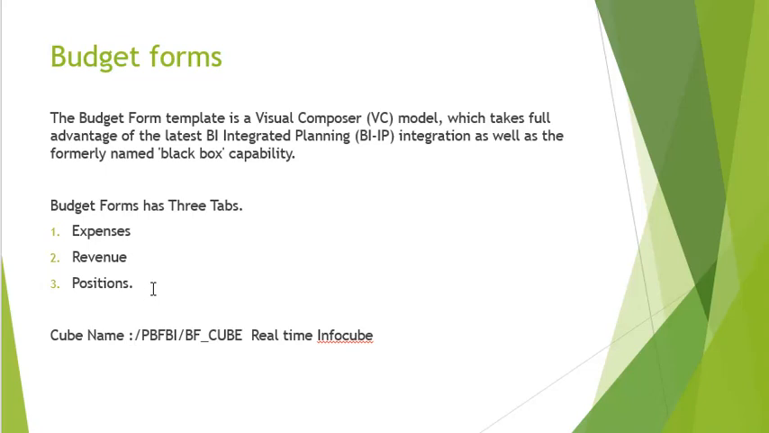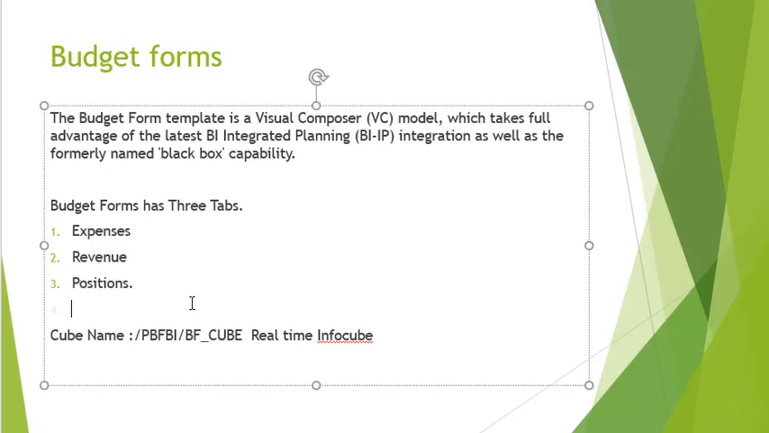And here we also have position. Position is mainly meant for PEP calculations: how much cost to the company for the current year or next year. All these calculations will come into this position tab.